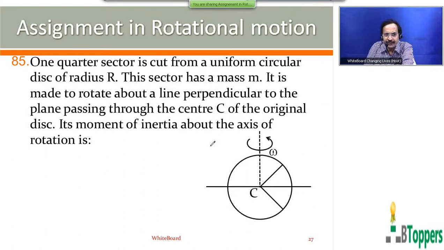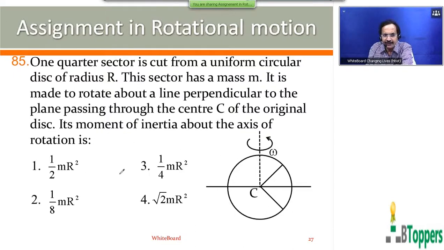So I am going to show the next question on screen. See the question number 85. A 1/4 sector is cut from a uniform circular disc of radius R. This sector has a mass m. It is made to rotate about a line perpendicular to the plane and passing through center C of the original disc. So the moment of inertia about the axis of rotation is. We have shown 4 options on screen. Come on, take a pause and finish trying this question.